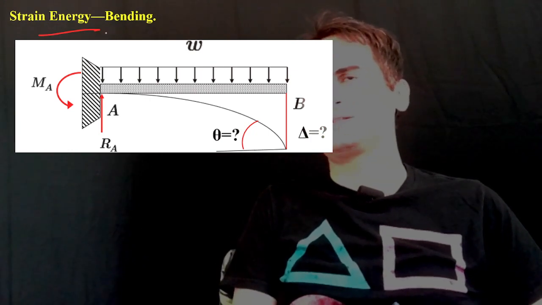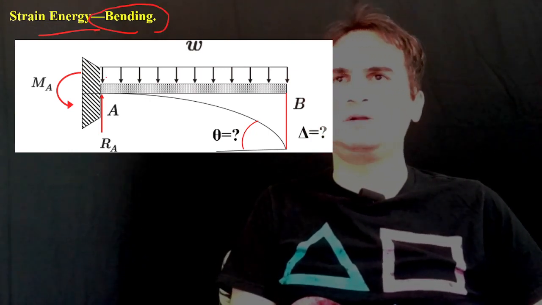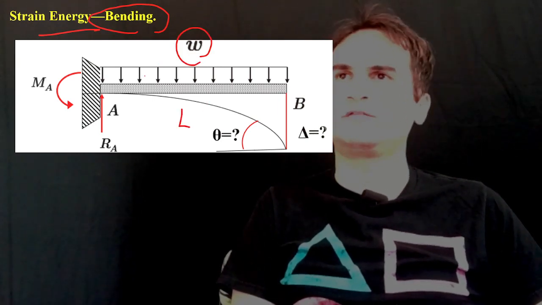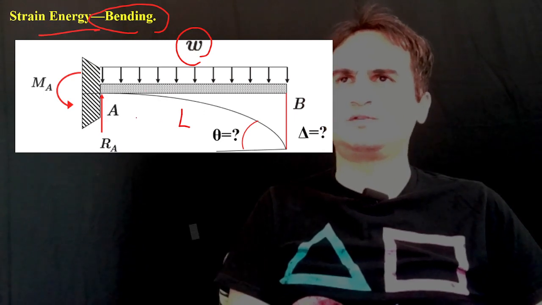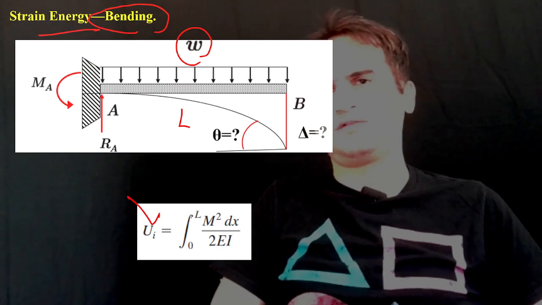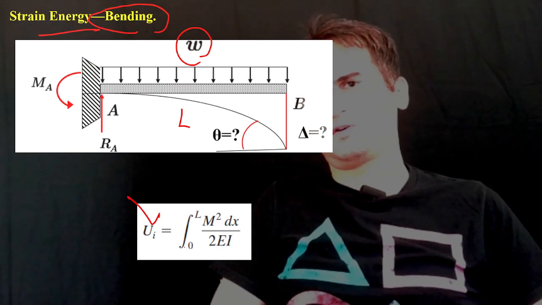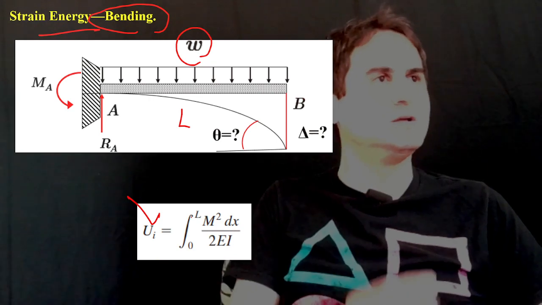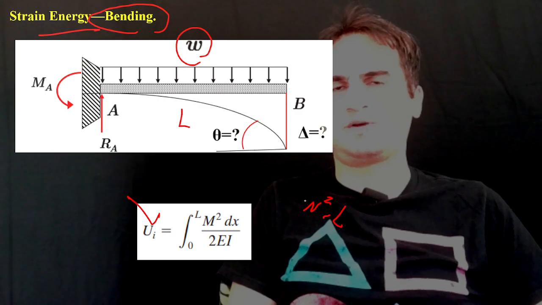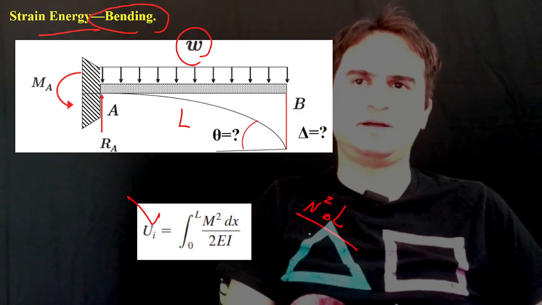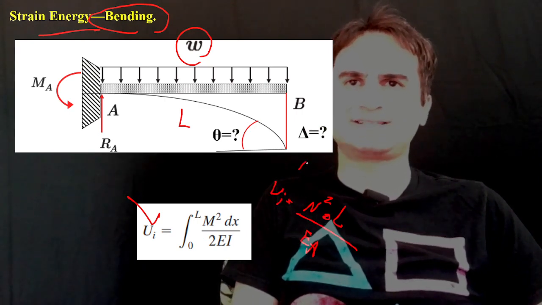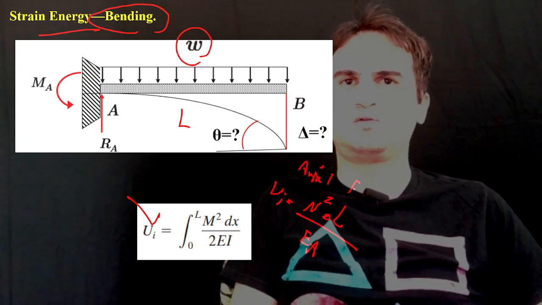This time let's consider a cantilever beam carrying a distributed load of w over the span of the beam with a length of L. Likewise, we want to know the internal energy due to bending, and that's the integration from 0 to L, all over the length of the beam, of M squared. For axial load we have N squared L over EA, and that's Ui due to axial force.